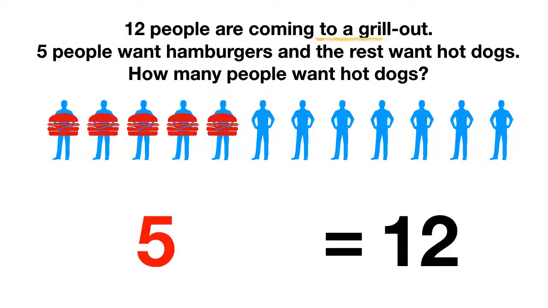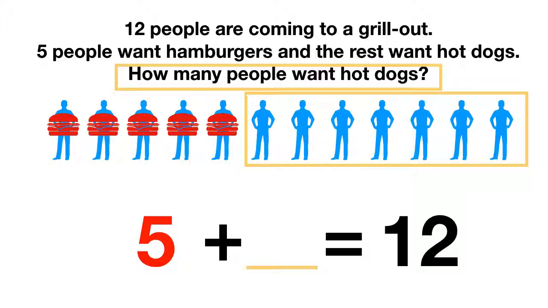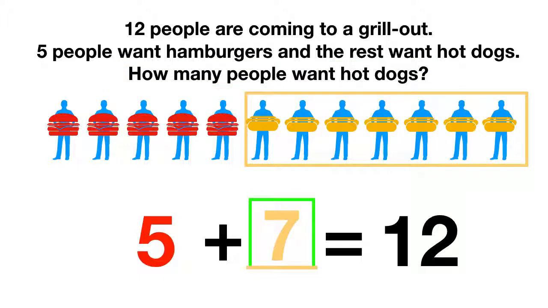Then we learn that the rest want hot dogs. That means all of these people want hot dogs. It's some mystery amount, but you know 5 plus this amount will give you 12, and you can figure out what it is by just counting. If you want to know how many people want hot dogs, just count up the 1, 2, 3, 4, 5, 6, 7 people. You know that 7 people want hot dogs.